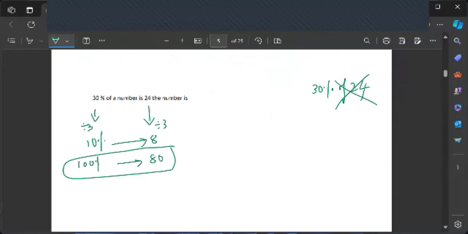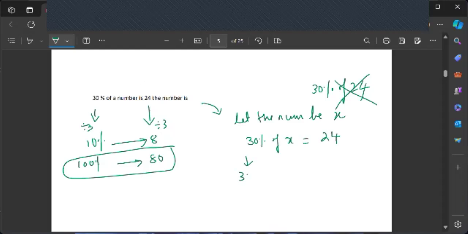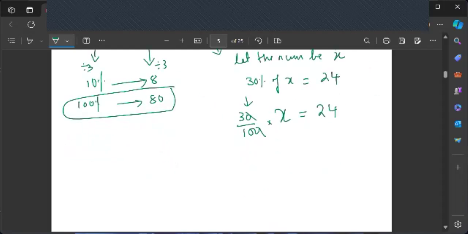This is the arithmetic method. If you're looking for algebra, you have to say let the number be x. Don't write long statements. Just keep it minimal. 30% of x is equal to 24. So 30% is 30 upon 100 into x is 24. 0, 0 cancels. So I'm left with 3 upon 10 x is 24. So the 10 goes up, 24 into 10, I'm crossing the equality sign, right? And 3 comes down.